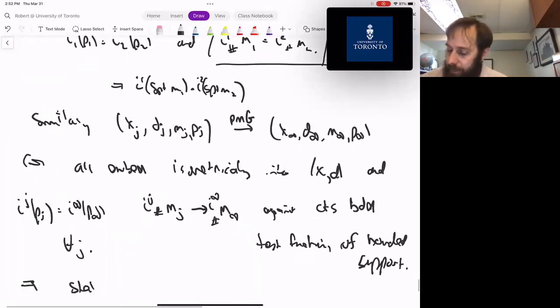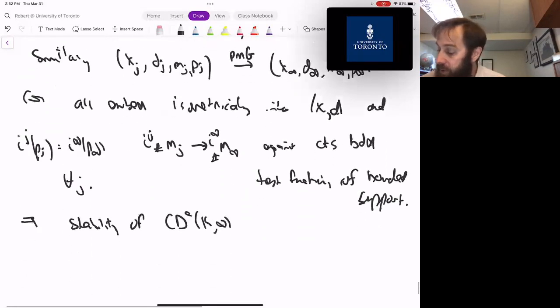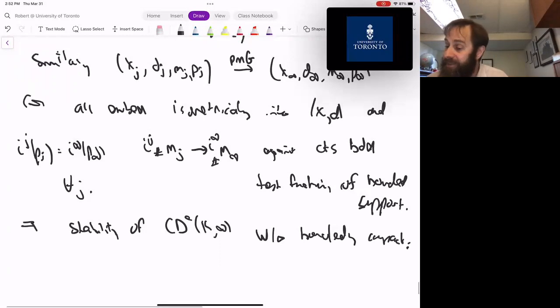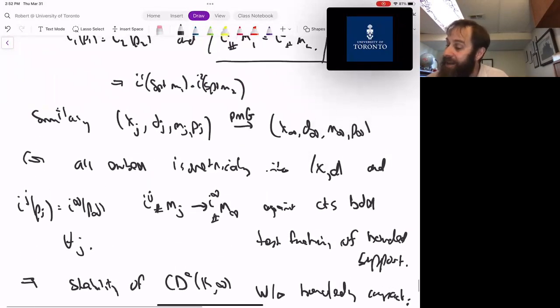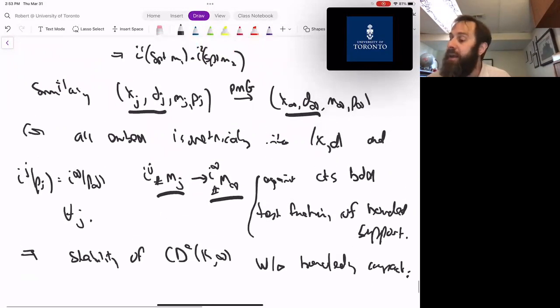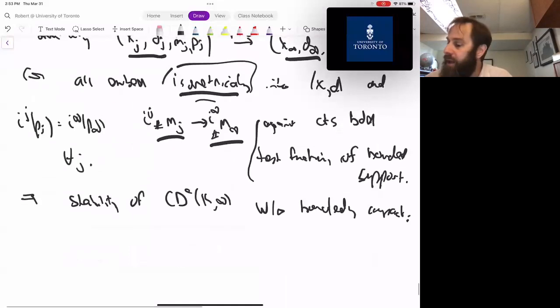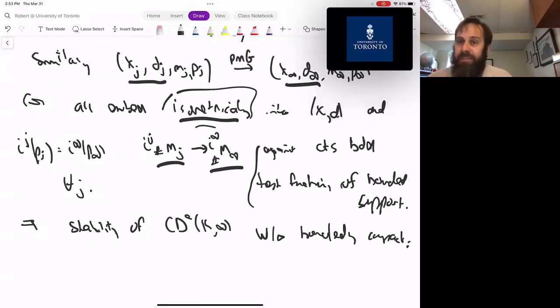This implies stability of CD entropic (K, infinity) without boundedly compact. And so somehow this seems to me like the natural notion. It's a little bit simpler too. I don't ask for Xj, dj to be Gromov-Hausdorff converging to X infinity, d infinity. I only ask for these measures to be converging to those measures in this weak sense. And I ask that there be these isometric embeddings. So the geometry does matter because I need these isometric embeddings. But beyond that, I don't ask for Gromov-Hausdorff convergence a priori. And so anyhow, that seems to me the natural notion.